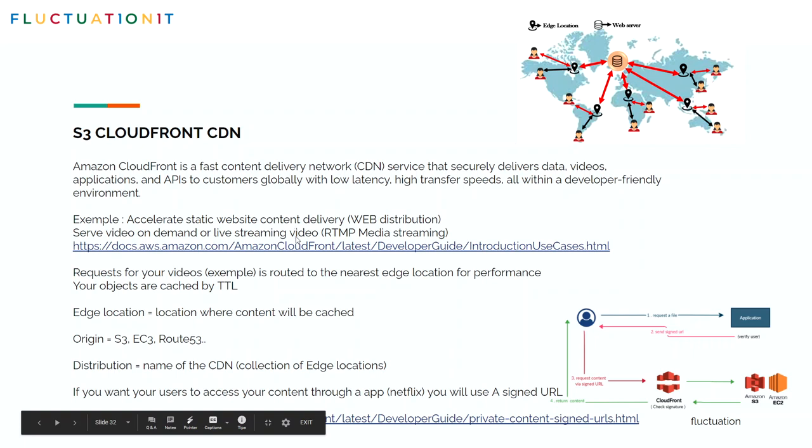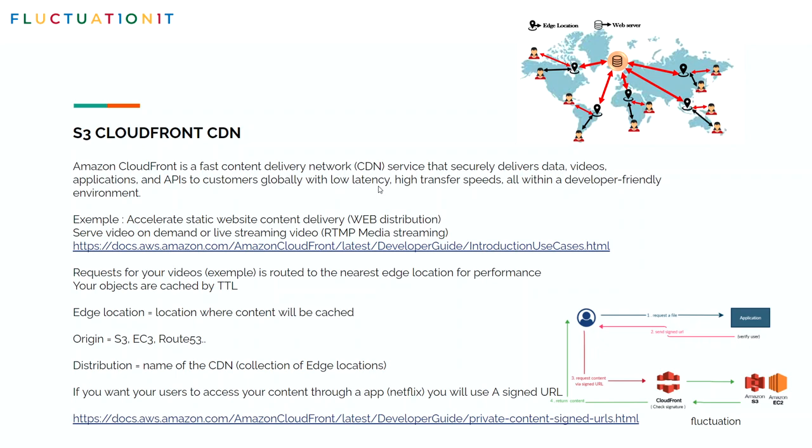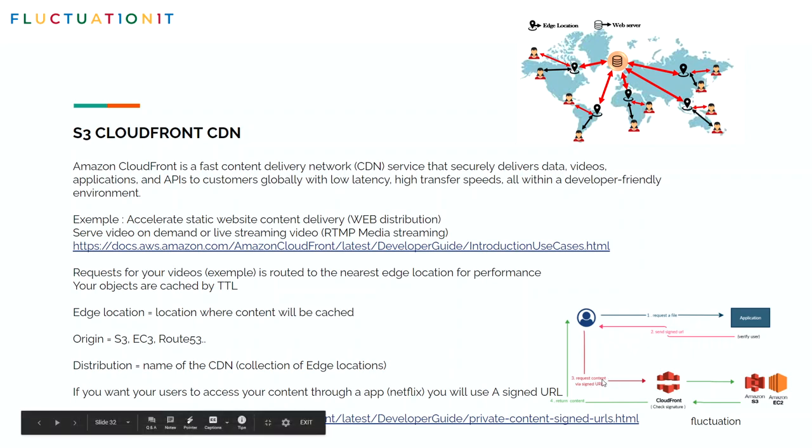Another important thing that a lot of people ask me is how it works if I pay for something. If you want your user to access your content through an application like Netflix, you will use a signed URL. A user wants to request a file. For example, he goes on Netflix and says, I want to see this movie. The application will check if you have a username and password, if you have bought a subscription. It's like me with Fluctuation IT. So the application will verify the user and send a signed URL. Then you request the content via the signed URL.